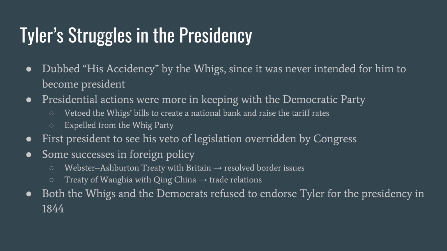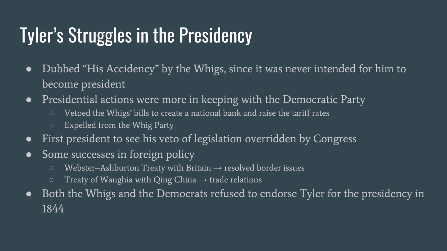He has some successes in foreign policy. We see the Webster-Ashburton Treaty with Great Britain that resolves some outstanding border issues. And we see the Treaty of Shanghai with China, which establishes some trade relationships and some legal relationships with China. Even though the Whigs and the Democrats really couldn't agree on anything, they did agree that neither of them wanted to have a second Tyler term, and both refused to endorse him for the presidency in 1844.